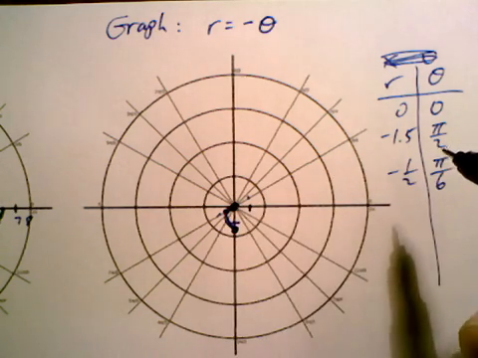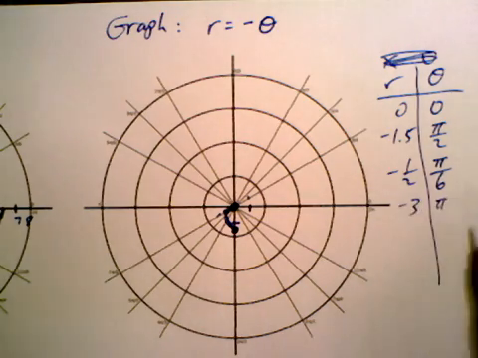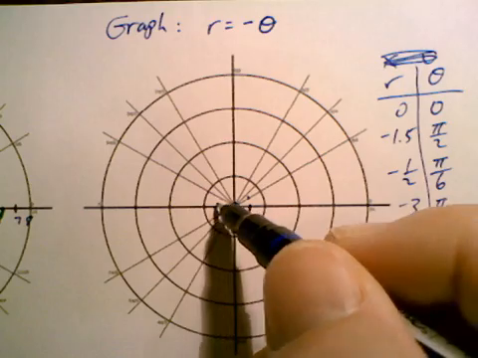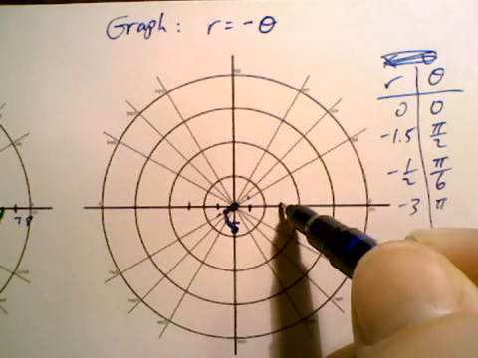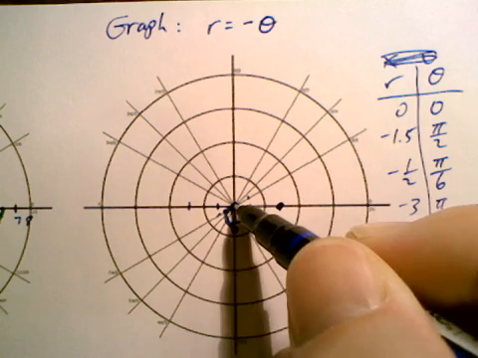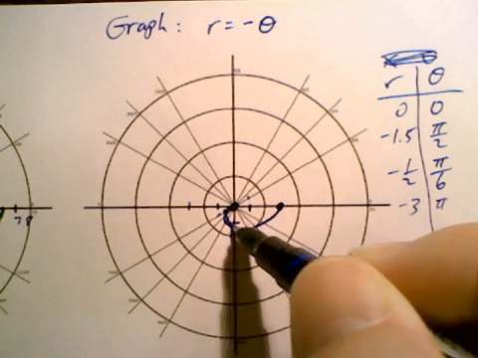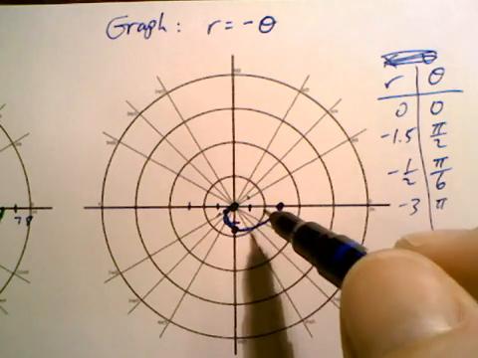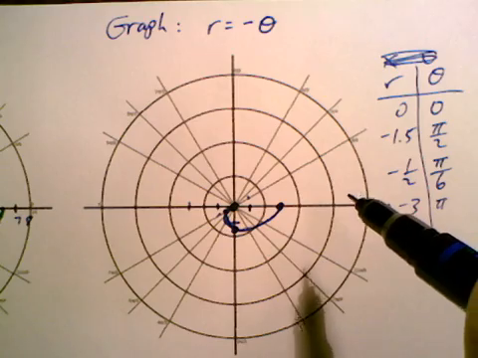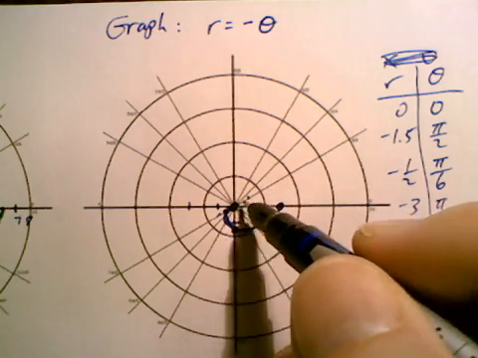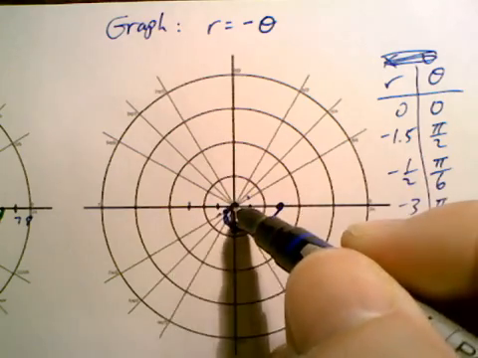Okay, and then let's pick now pi, and again it's about negative 3, so instead of going towards pi, we go away from pi. 1, 2, 3, so right about there. So we can see that as theta gets bigger, r is also going to get bigger, but r is going to be negative. So instead of going this way, like we had r equals theta, we're going to go this way.